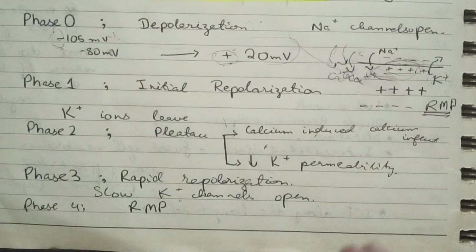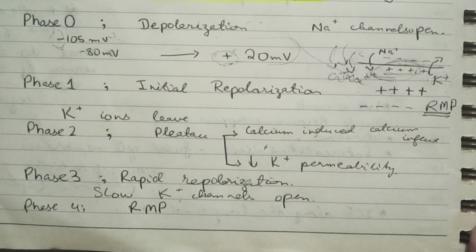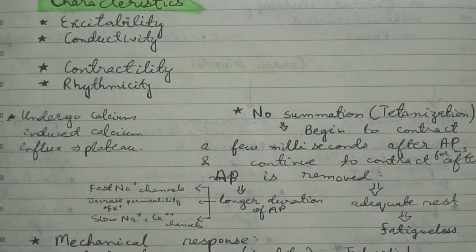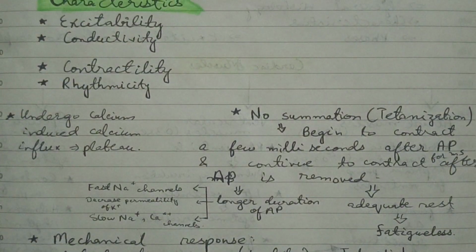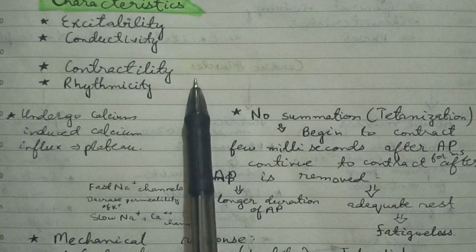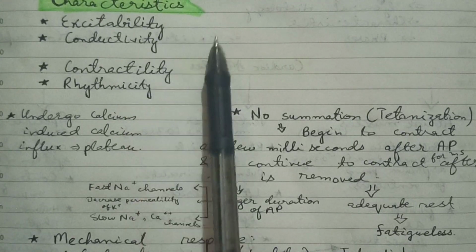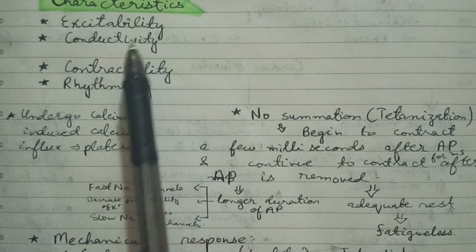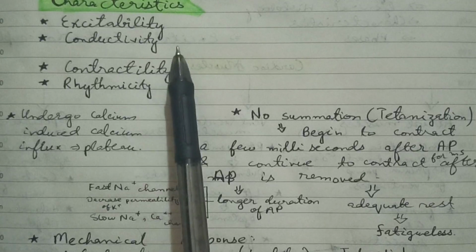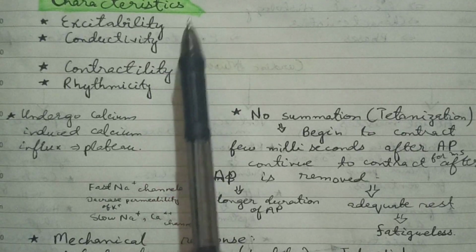Now we will be discussing the characteristics of cardiac muscles. The characteristics of cardiac muscles are excitability, conductivity, contractility, and rhythmicity. Of course, they are muscles, so they will have contractility. They allow conduction of impulses. That is why they have the property of conductivity. And excitability means they can respond to certain impulses.